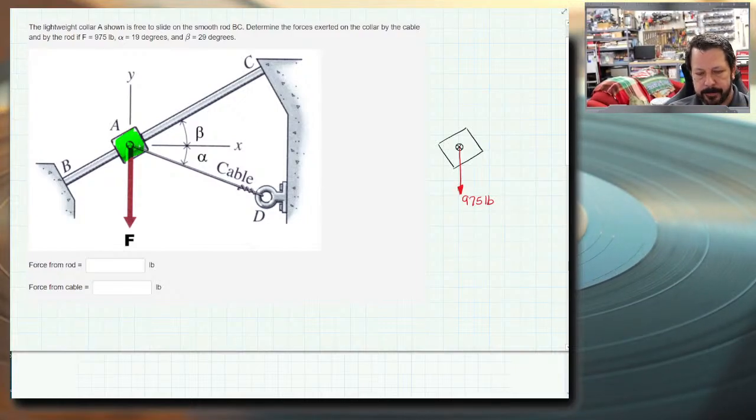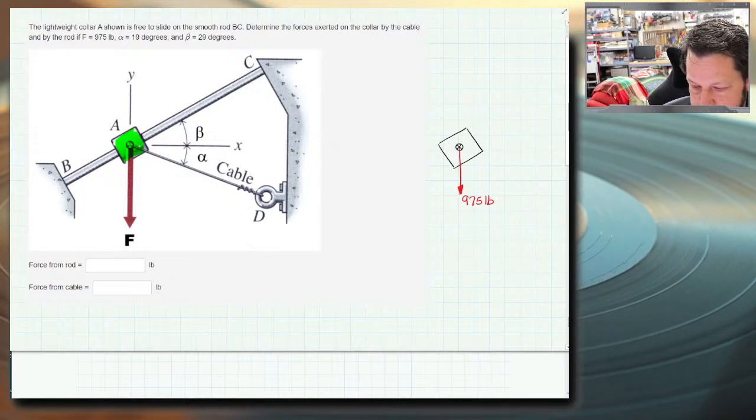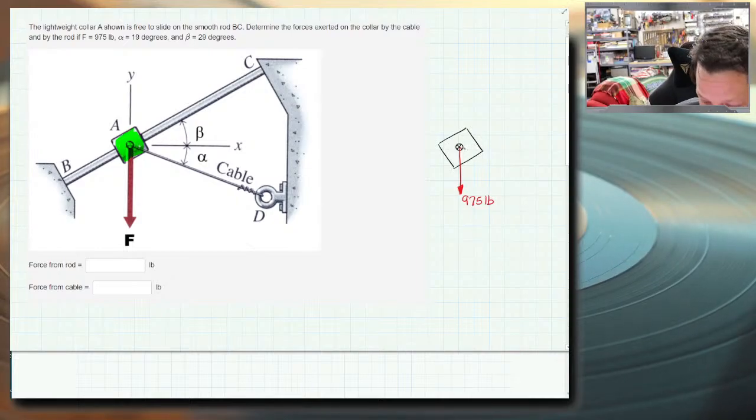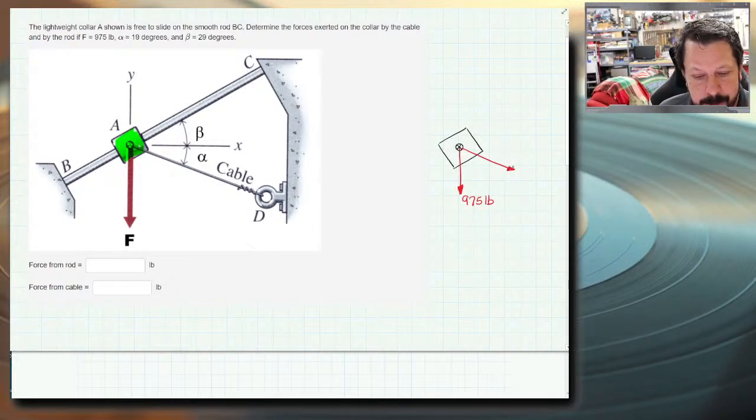And then we have cable AD. I don't know anything about its force. I know its angle is alpha, and the problem statement tells me that alpha is 19 degrees from below the x-axis. And I also know it's a cable, and that cables only support tensile loads as far as I'm concerned. So I'm going to draw a tensile load by drawing an arrow away from the body. So like this. And I'm going to label it, I don't know, so I'm just going to call it TC, tension in the cable. Call it that.